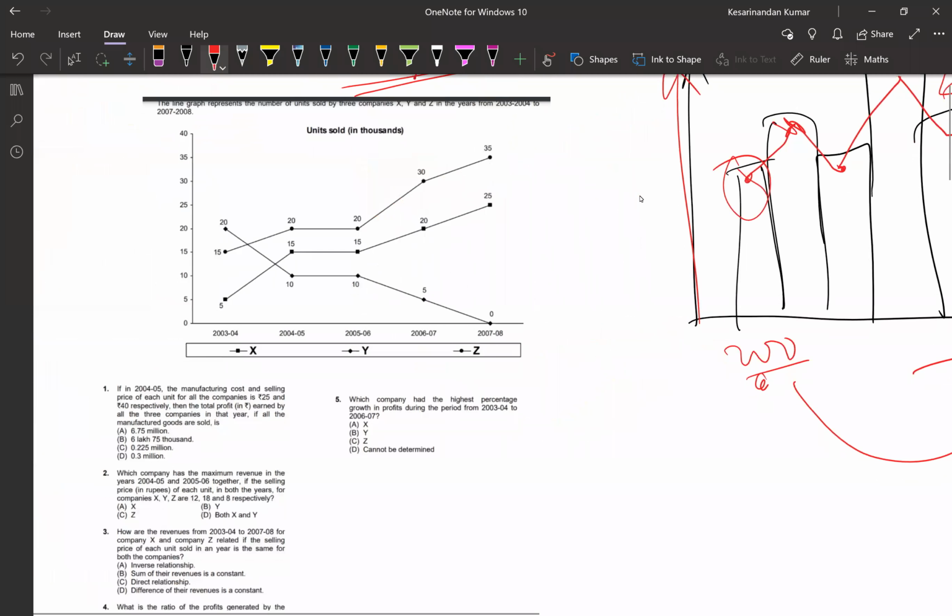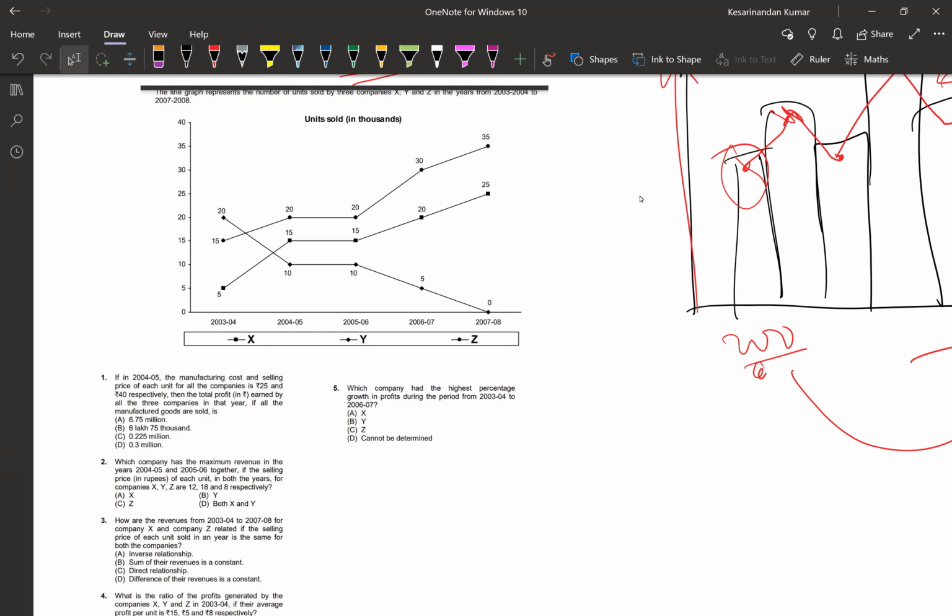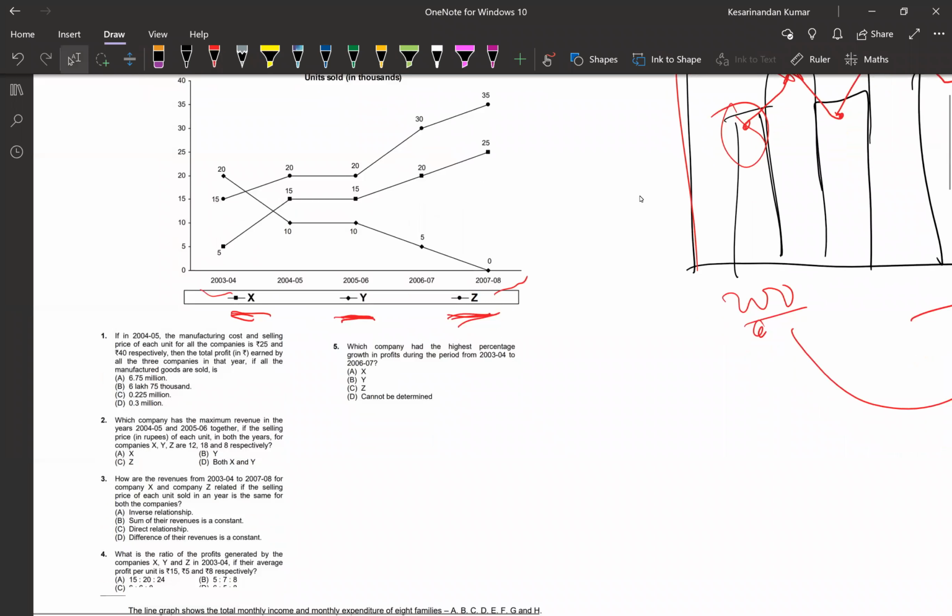let's start with the question. So in the question, it is first given that the line graph represents the number of units sold by three companies X, Y, and Z. And they have different representations: Z is a circle, Y is a kite, X is a square, from 2003 to 2007-8, and accordingly there are questions asked. Let's dive into the questions then.